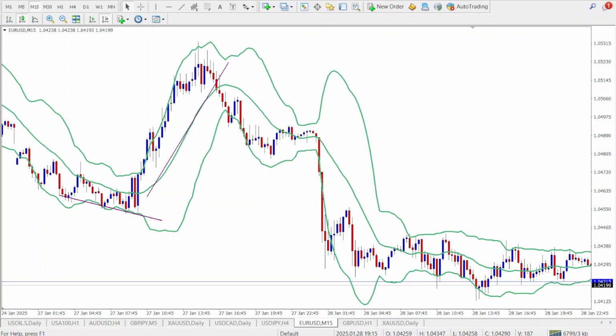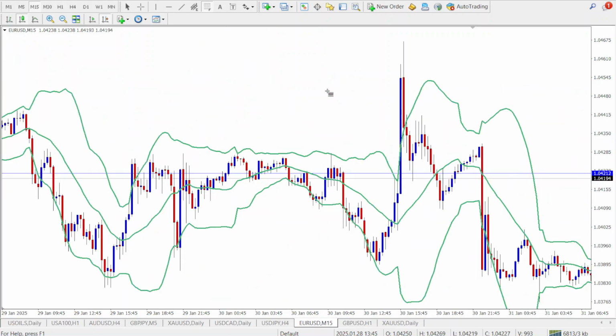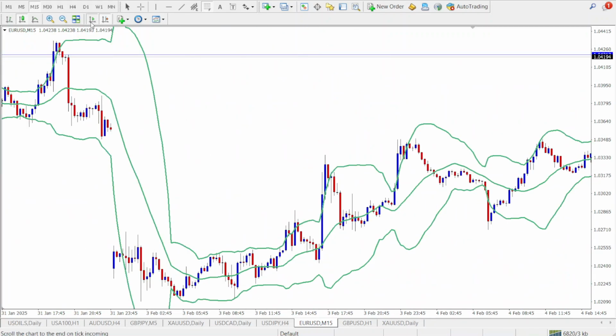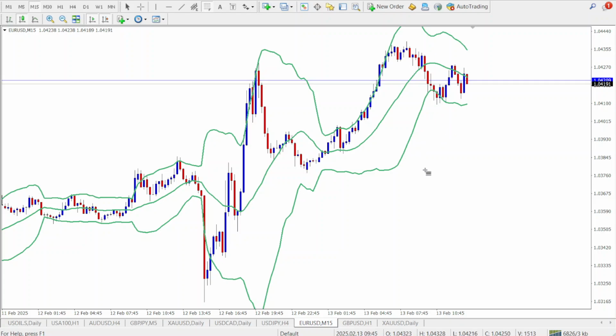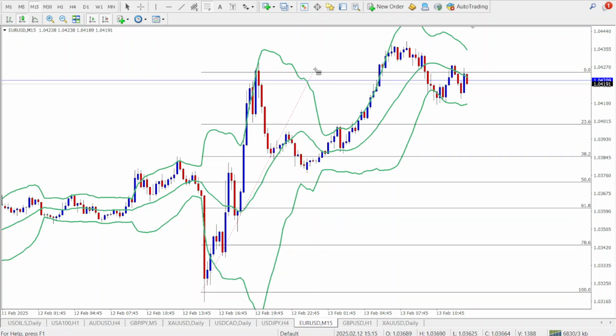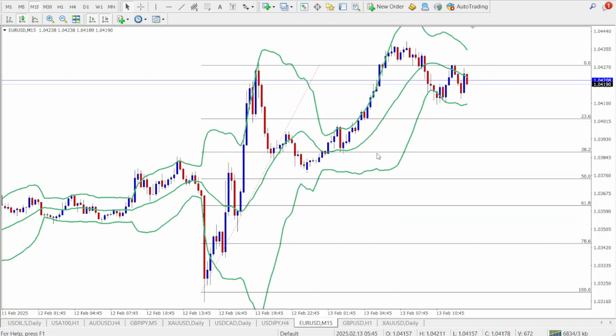Okay, finally, we have the Fibonacci Retracement, which is one of the most widely used tools for identifying key support and resistance levels. Okay, now Fibonacci levels are drawn from a significant high to low or low to high, and key levels to watch are the 38.2%, which is a minor retracement level, the 50%, which is a strong level where price often reacts, and the 61.8%, which is the golden ratio level where price is most likely to reverse.